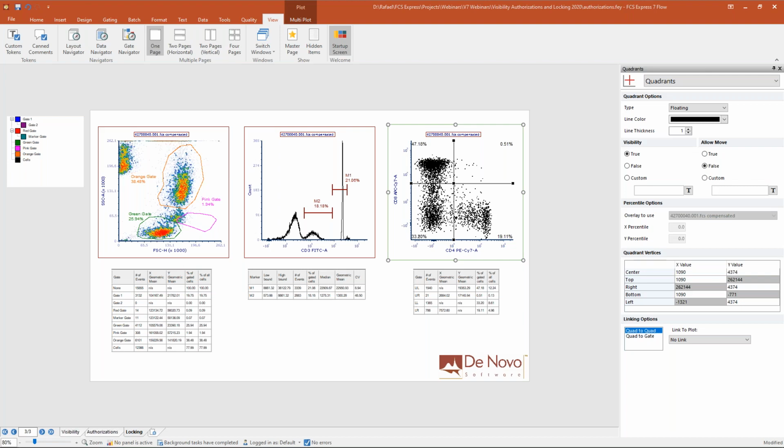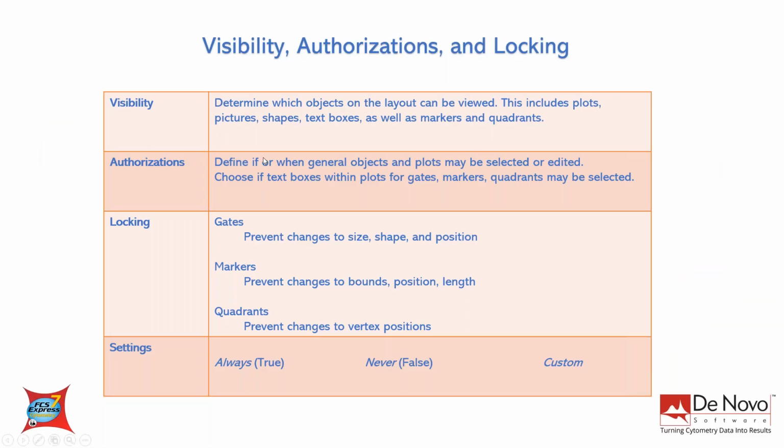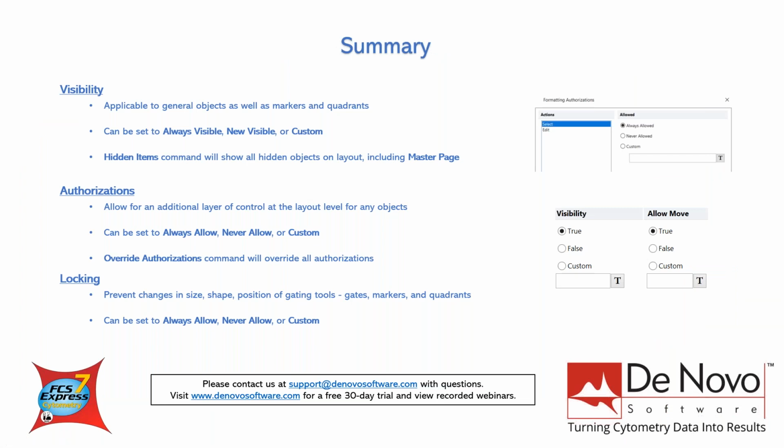All right. Well, with that last example, we've come to the end of our webinar for today. So hopefully what you've seen are some helpful examples for you to use as you set up these features on your own layouts. We've shown you visibility, where you have the ability to set up whether or not your general objects are visible, as well as your markers and quadrants. We have built-in flexibility with those settings, allowing you to define if or when those objects can be viewed using these settings for always visible, never visible, and custom.